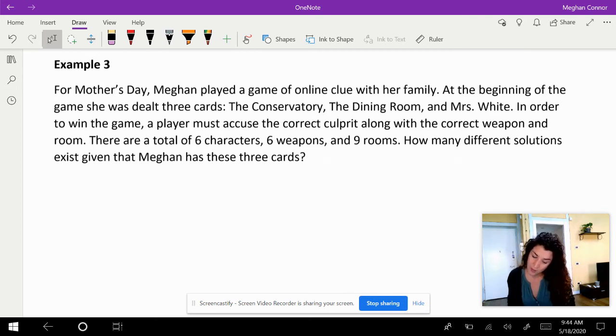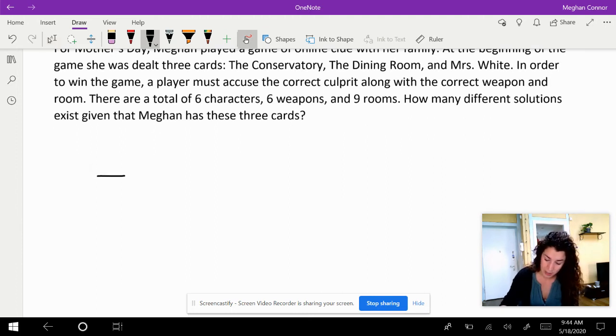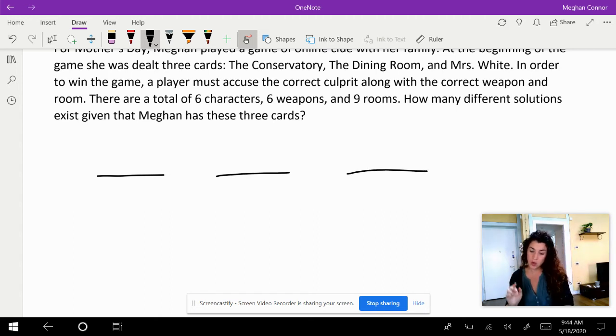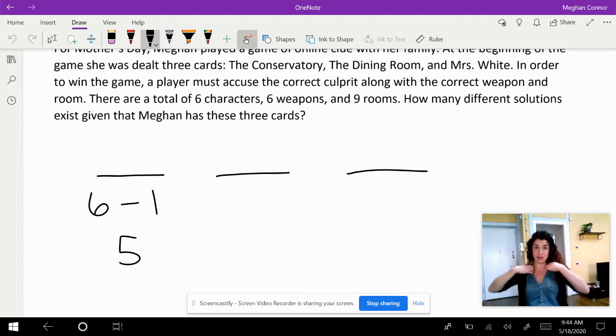Okay, so there are a total of 6 characters, 6 weapons, and 9 rooms. Well, if I need to guess the person and the weapon and the room, I know that there's a total of 6 options for the character, but I have one of those characters, which means there's really actually only 5 options. If I have the card Mrs. White, it means that that card is not in the guilty pile, and there's only 1 character card in the guilty pile. So if I have that card, that means that that person is not guilty. So I know, okay, well, I've saved 1 person from not being guilty, but there's still 5 other characters that could potentially be guilty.